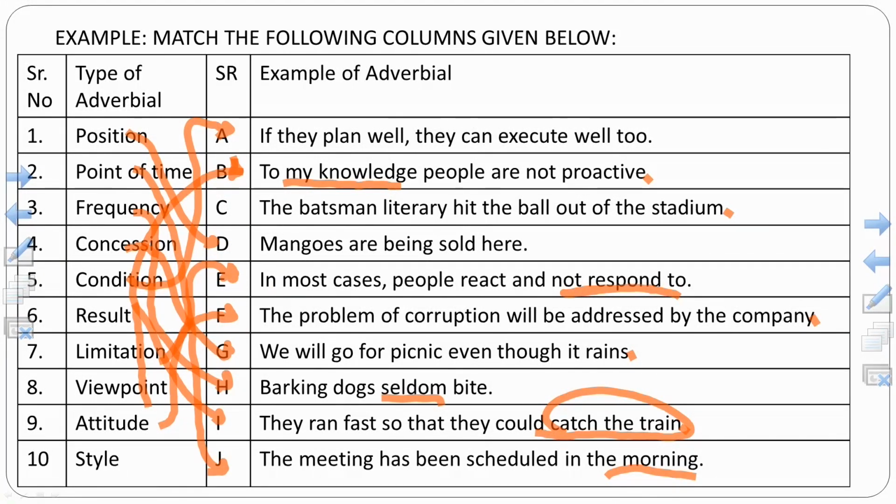And the style: the batsman literally hit the ball out of the stadium. So it is a way of playing cricket. The style that the batsman in particular has, the particular style that he follows: the batsman literally hit the ball out of the stadium. So what he did, he hit the ball.